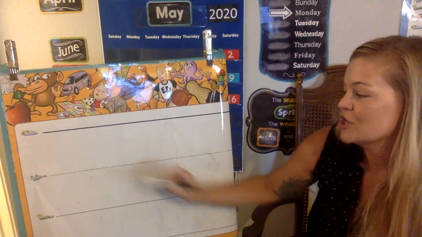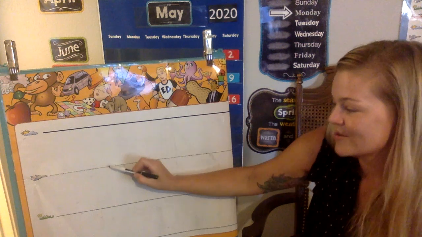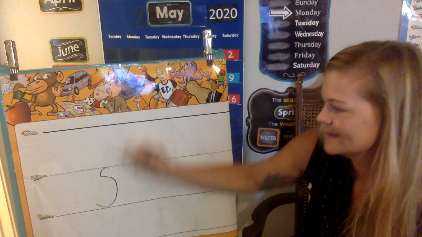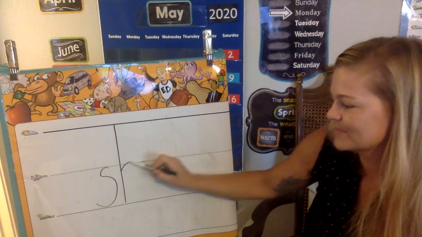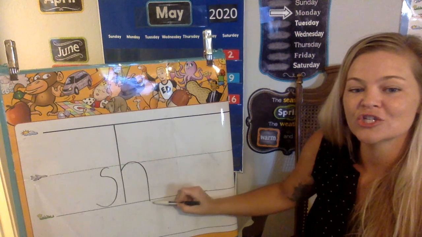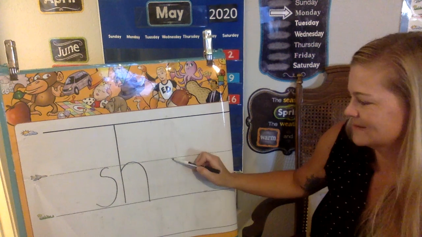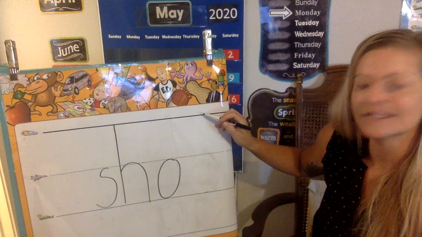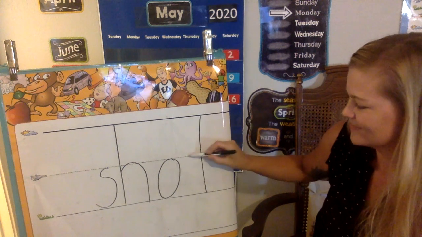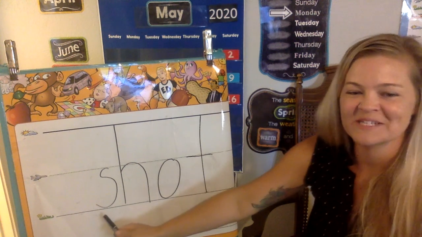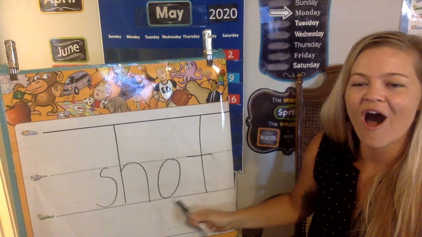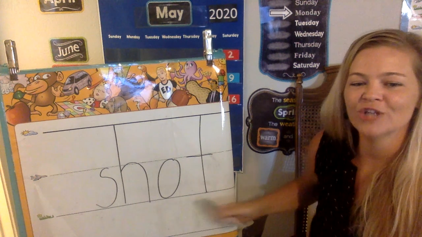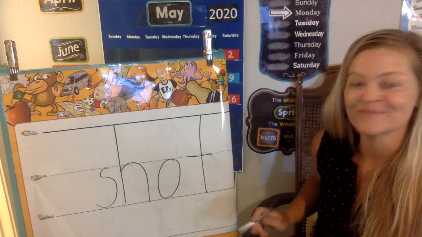Okay, let's spell it. Sh. We know that's an S, and then an H. Sh. Ah. That's an O. Shot. That's a T. So did everybody spell shot? Shot, like a flu shot.